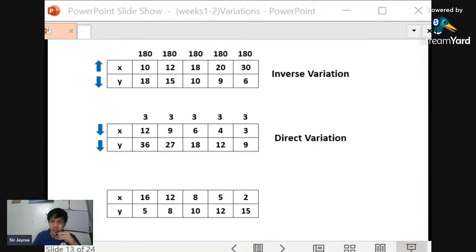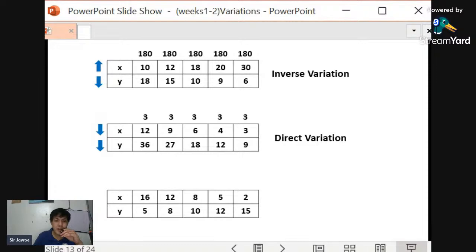So nauna sino una sumagot? Si Rafael. Ang sagot niya inverse. Pero pumangalawa si Kent, sabi niya not variation at all. Si Piolo ay inverse o not direct. Not a variation at all. O may inverse. So ano kaya ang totoong sagot? O let's take a look, no? Let's take a look. Okay, now.